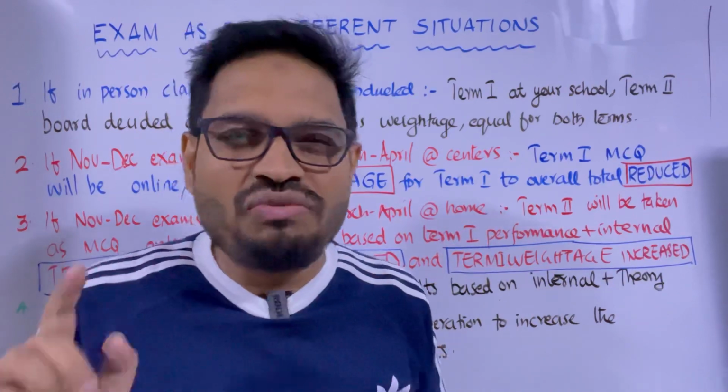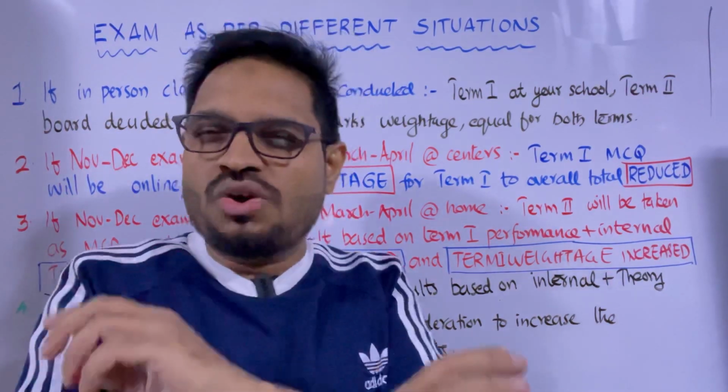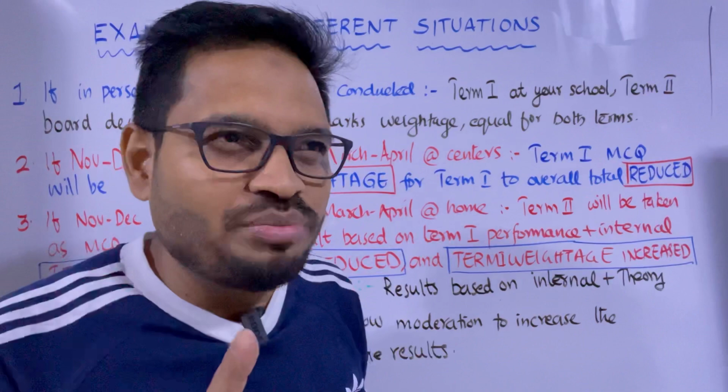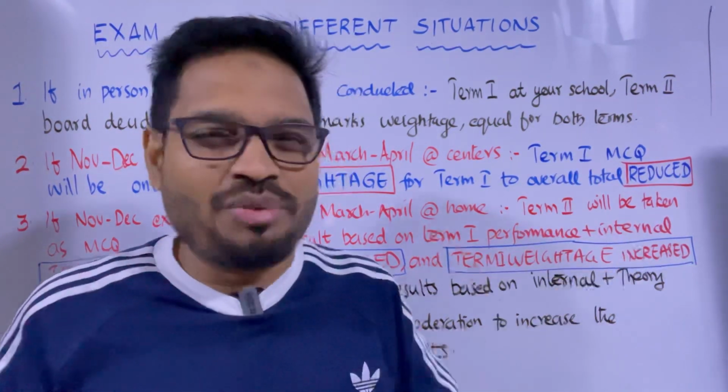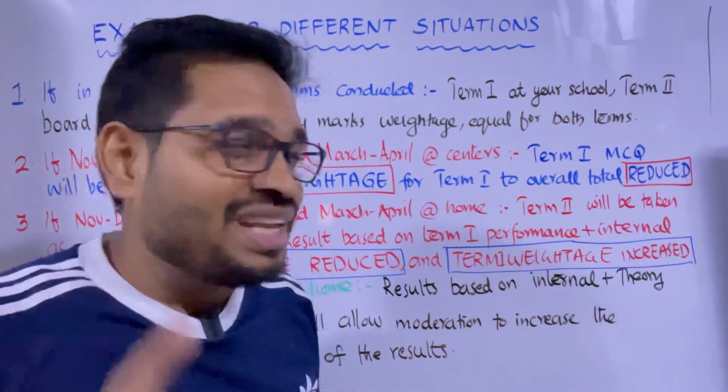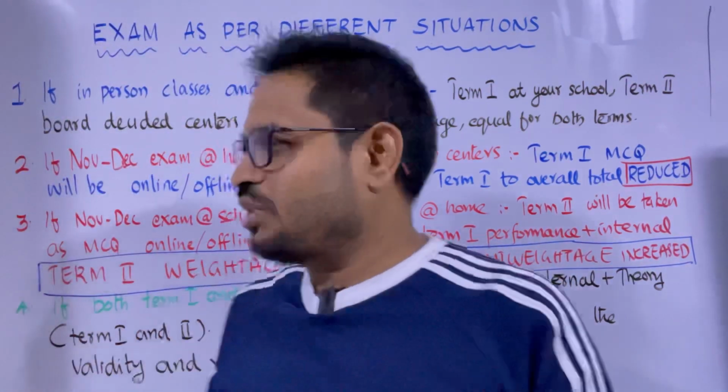That means if you are writing the exam at home, however you score, your aim should be the second exam to score maximum. That is the March-April exam, because the weightage is going to be very less. Let us go for the third hypothetical situation.